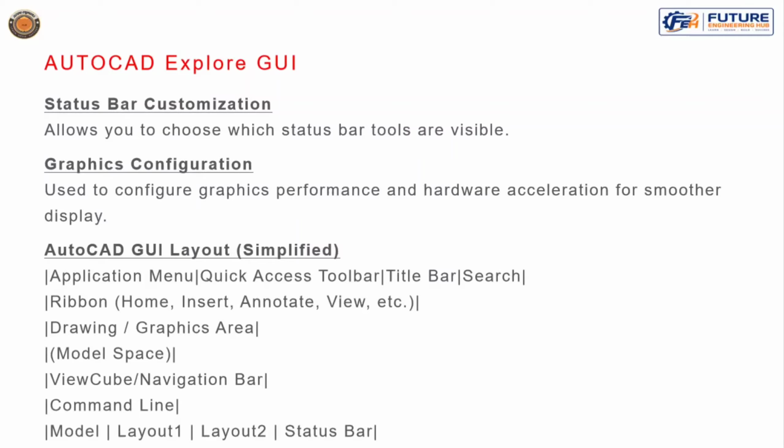So this is the GUI layout of AutoCAD. In the first one: application menu, quick access toolbar, title bar, search bar. In the second one: ribbon, home, insert, annotate, view. Drawing graphics area, model space, view cube, navigation bar, command line, model, layout 1, layout 2, status bar. This is a simplified arrangement.